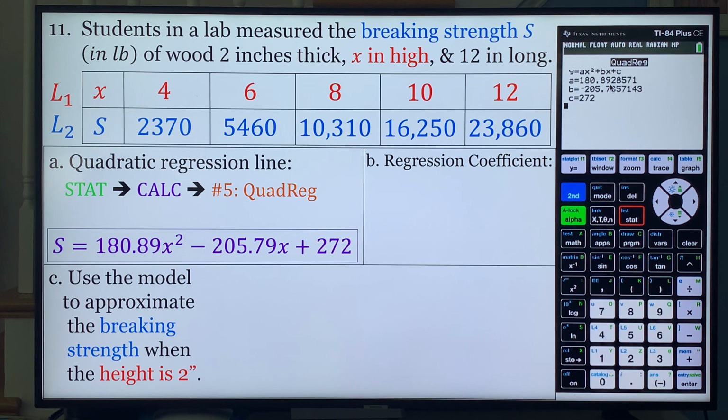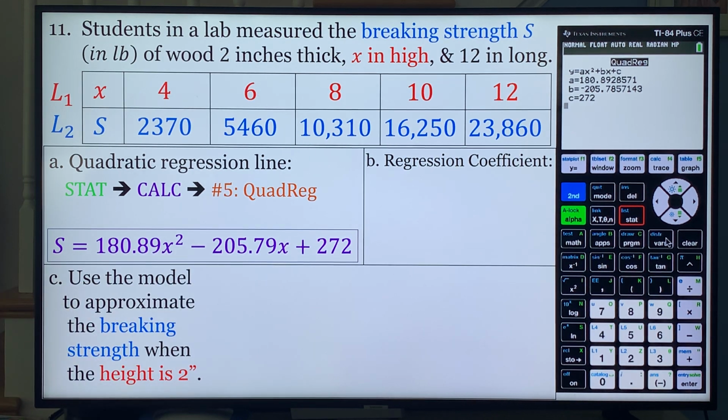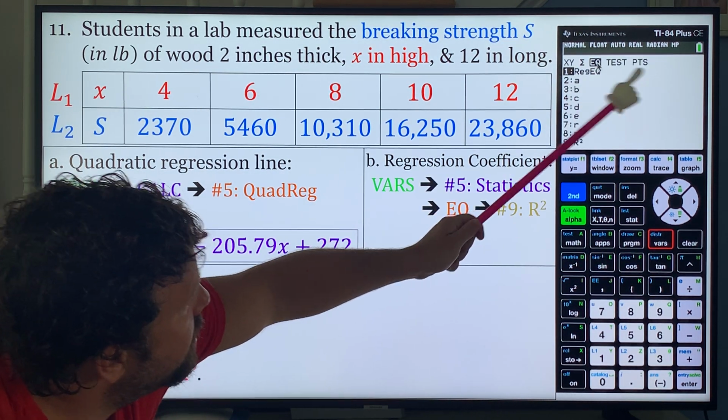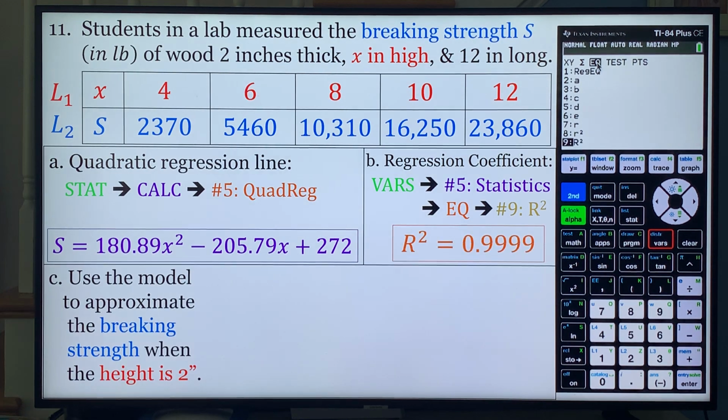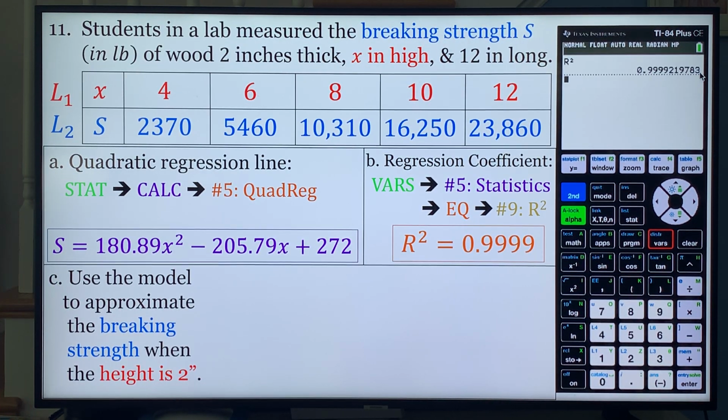You should get, calculate, 180.89x squared minus 205.79x plus 272. Regression coefficient, bars, 5 statistics, EQ, big R squared, and you should get 0.9999. Is that pretty accurate? Looks pretty accurate to me.